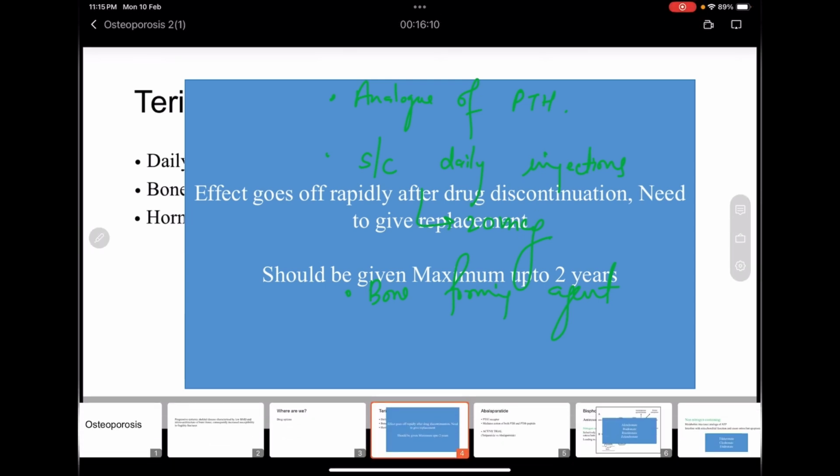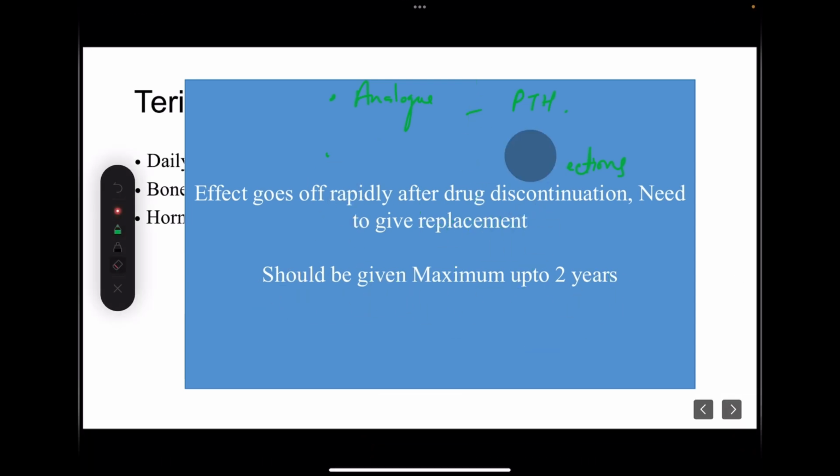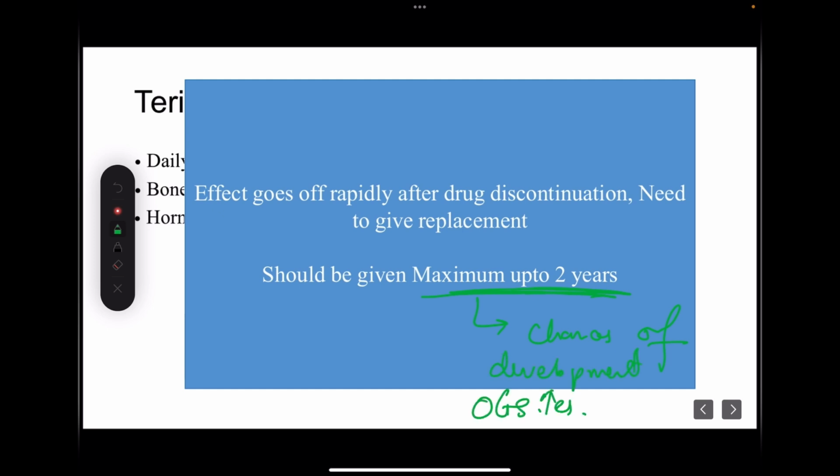One thing we should know about teriparatide is that maximum teriparatide can be given to a patient for 2 years only. After this, chances of development of osteosarcoma increase. That's why we should never give it for more than 2 years. But in today's era, with recent literature and newer studies, we are coming to the fact that in high-risk patients, we can give it for a maximum of 3 years.